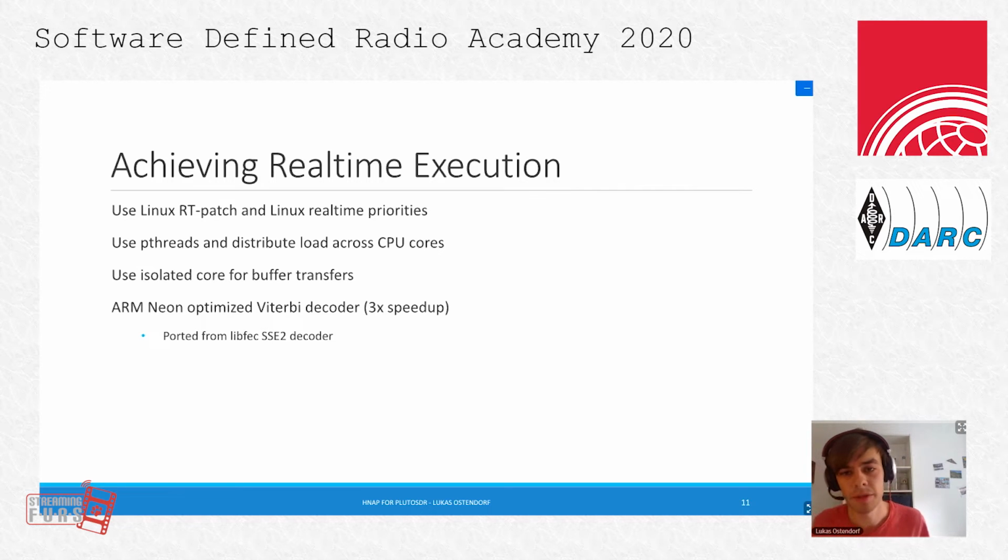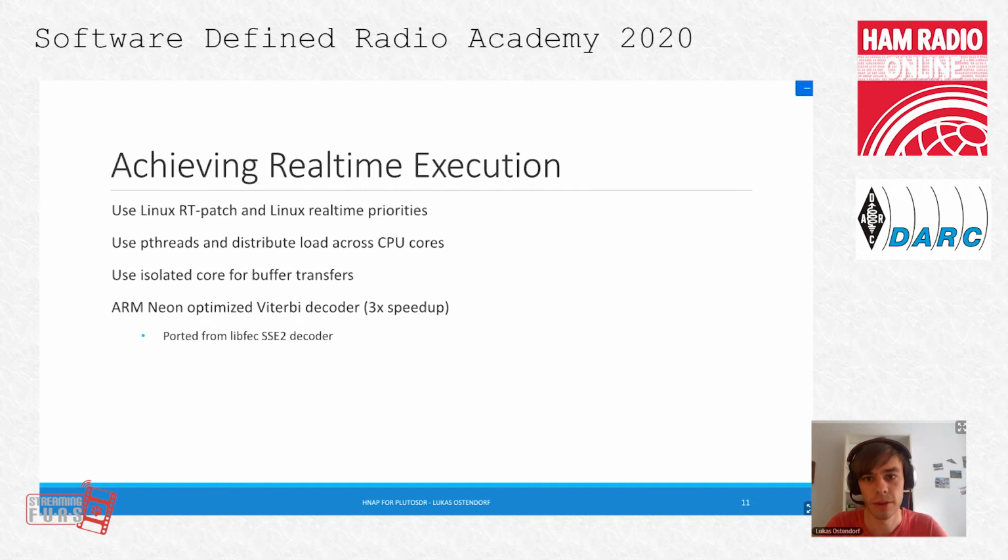Now, at last, regarding the implementation, I want to focus on how we achieved real-time execution, because if you just would compile the C application you've seen now and put it on a stock Pluto, the system just won't run in real time. There would be lots of timing issues. This is caused because the default Linux system on the Pluto, or any default Linux system, has a sometimes high latency when scheduling threads caused by interrupts and other kernel operations. So we use the Linux real-time patch and Linux real-time priorities in order to lower the latency of the scheduling.